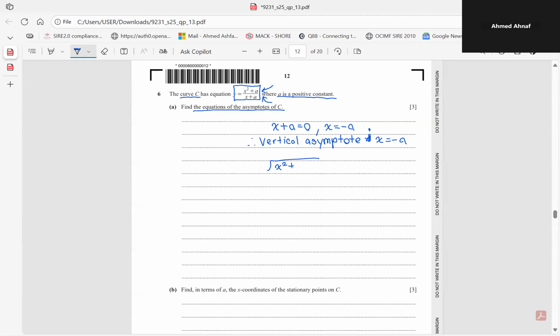And hence, this would be our oblique asymptote, and we can conclude that the oblique asymptote is y equals x minus a. So these are our final answers for this question. Let's head on to the next part.